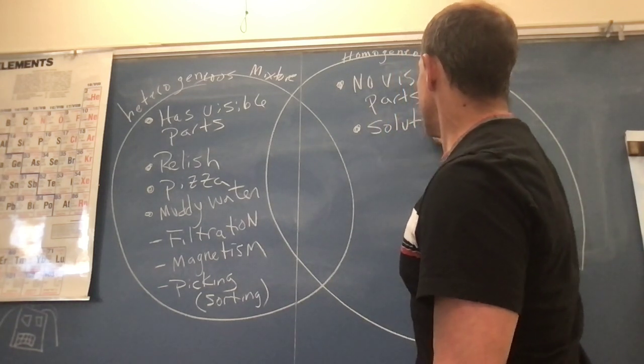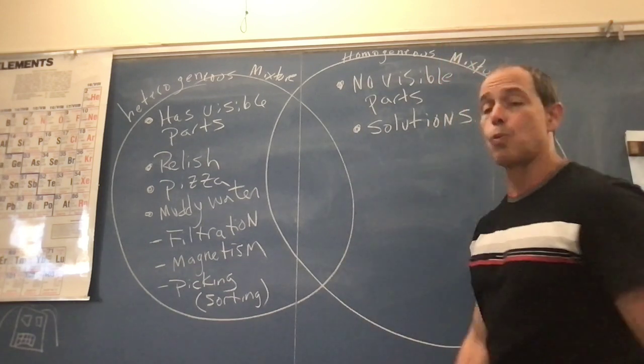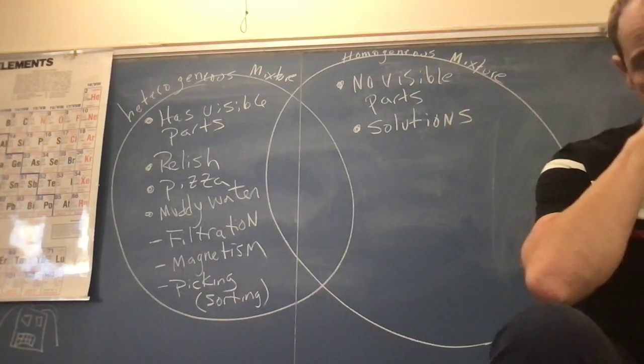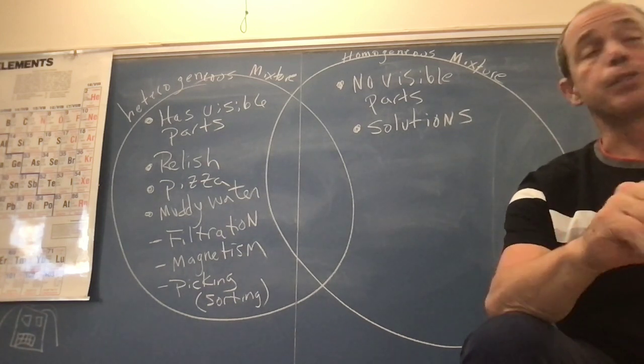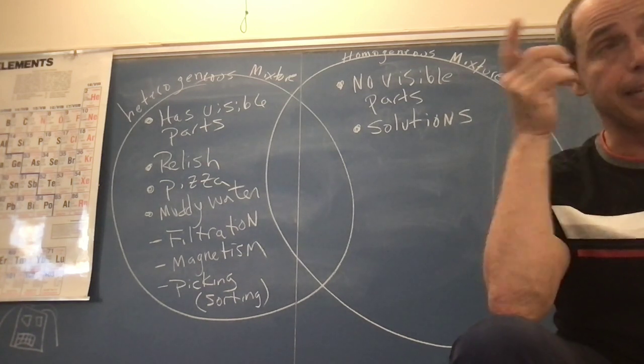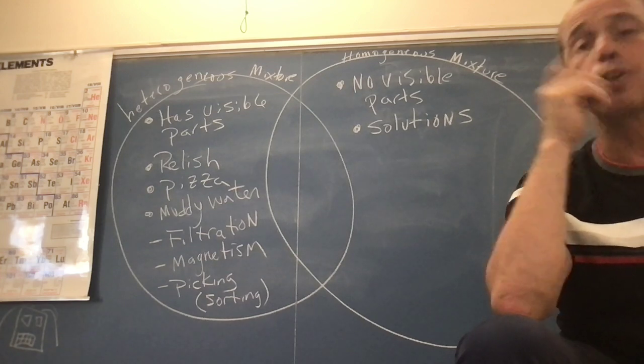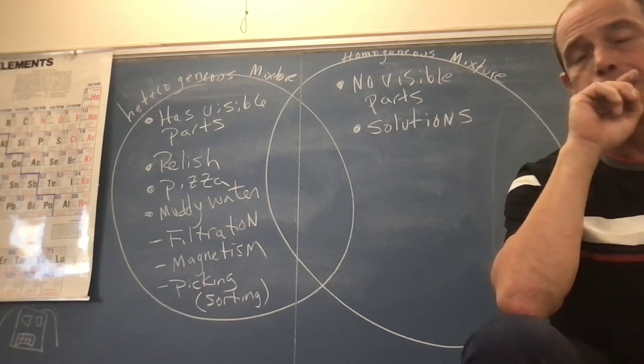So some solutions that you commonly deal with are things like salt water, tea, but not tea with lemon pieces or pulp, but just brown tea that you would buy in the container at the store, like a good Turkey Hill tea. I like Turkey Hill tea.